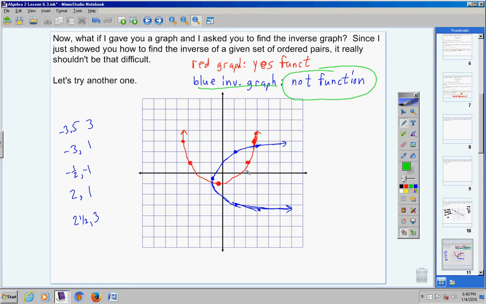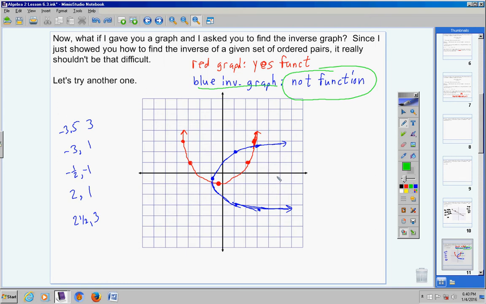If this red function was not here and all that I gave you was this blue graph, and I said to you, hey, is that blue graph a function, you would run the vertical line test, and it would fail. So, the blue graph is not a function.